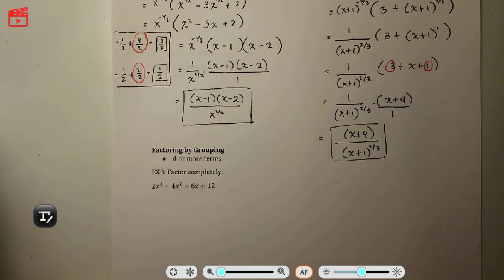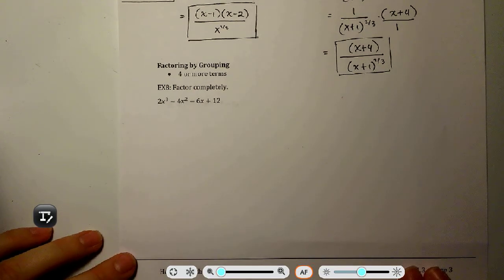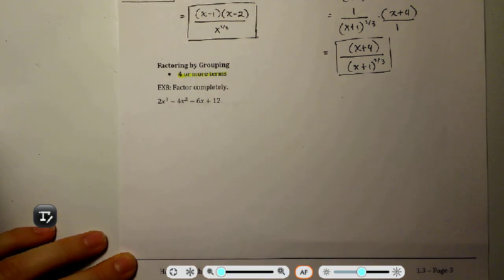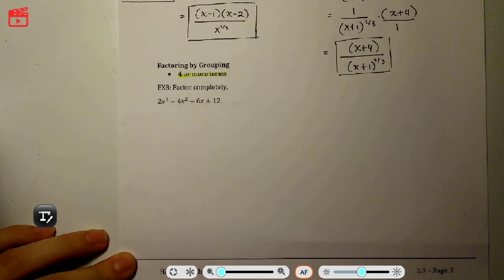All right, moving on. Next, factoring. Okay, so this is factoring by grouping. And we use the grouping method if we have 4 or more terms. Okay, so let's take a look. How many terms does this problem have? 1, 2, 3, 4 terms.